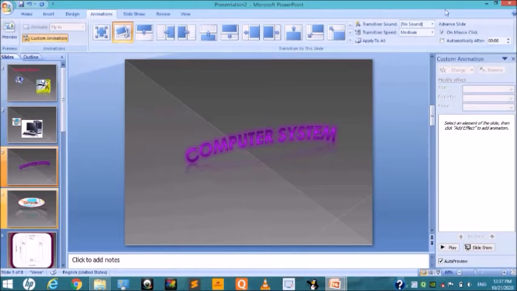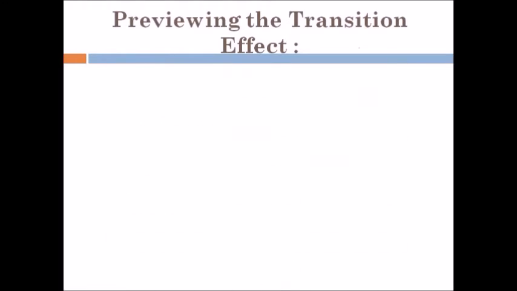Look at here, under the slide section in the timing group, this After option. You can enter the duration in minutes and seconds after which you want the slide to disappear from the screen. For example, in this way, 6, and Apply to All.